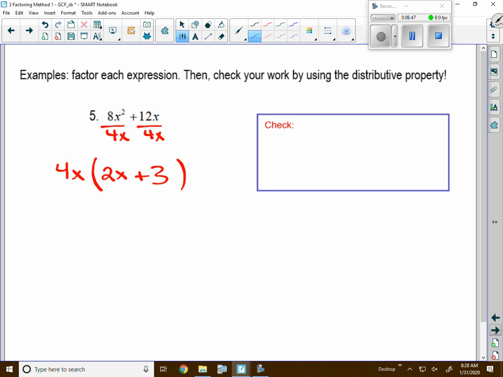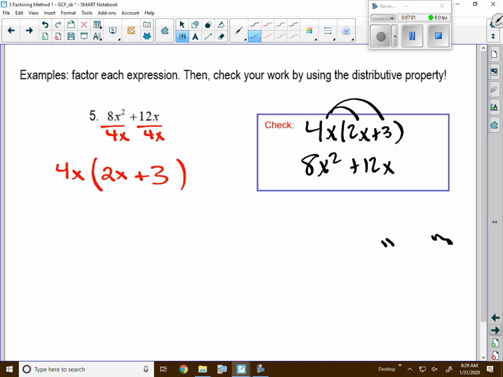Right, now you want to check it. Redistribute. So 4x times 2x would give me 8x squared. 4x times 3 would give me 12x, and that's what we started with. So we know we're good to go.